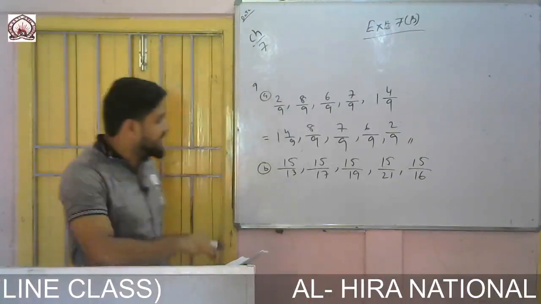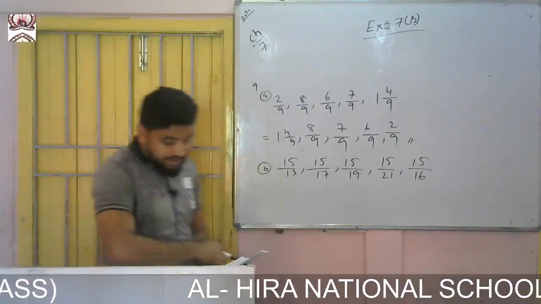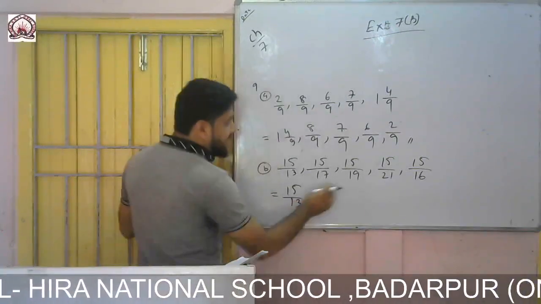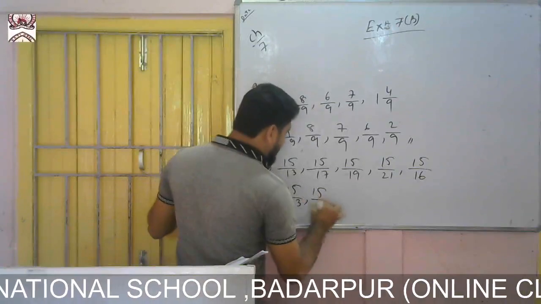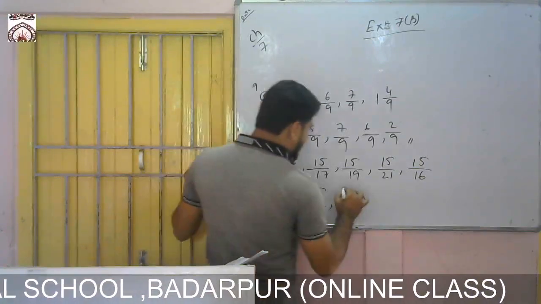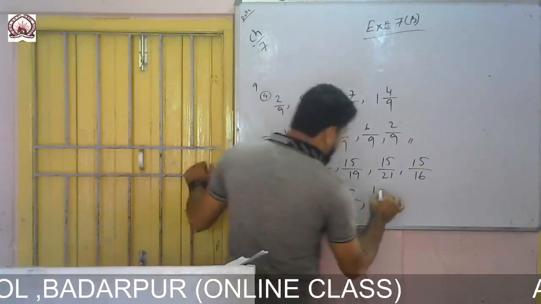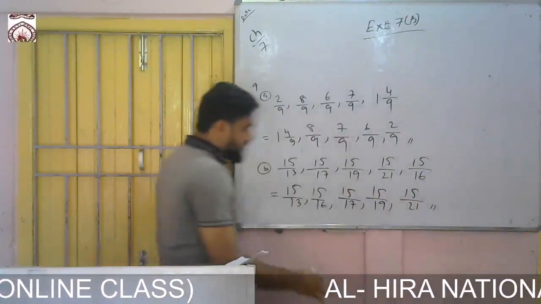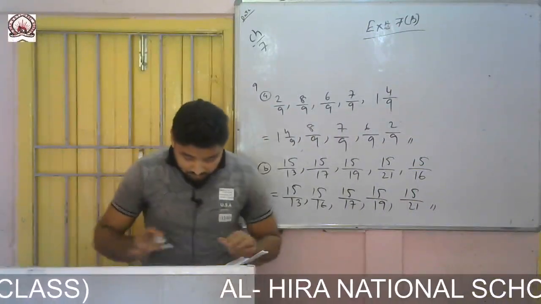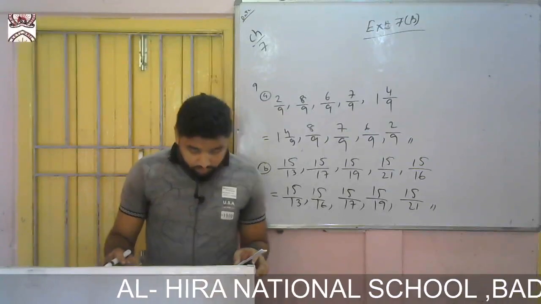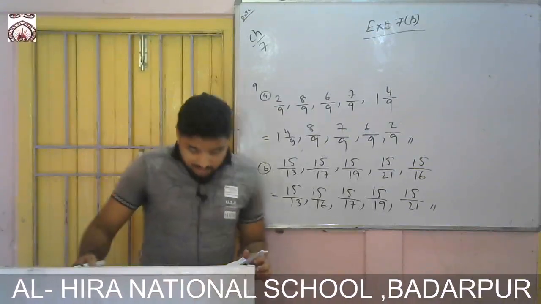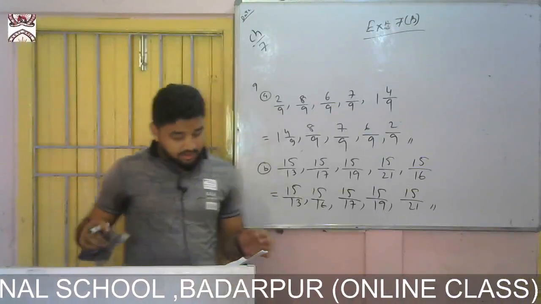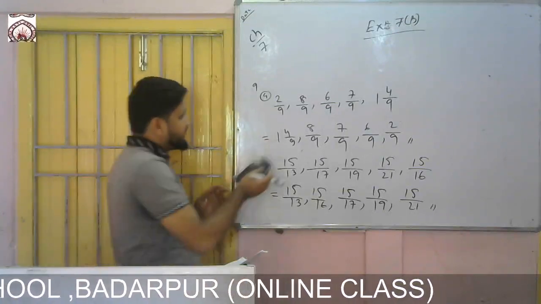So the fraction which has the least denominator, 15 by 13, is the first greater one. So 15 by 13, then 15 by 16, then 15 by 17, then 15 by 19, then 15 by 21. So question number C you can do, as in question number 9A. Okay, let me do question number C.